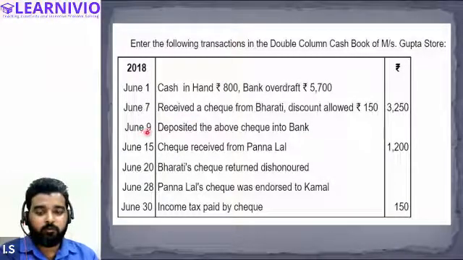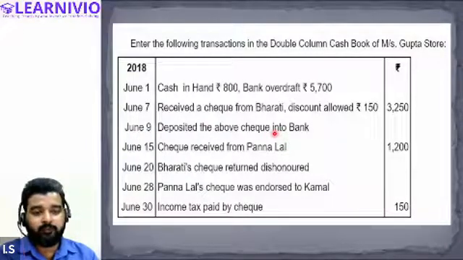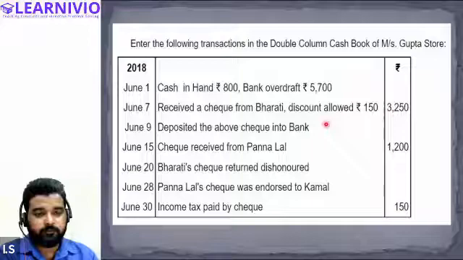And what is happening on the 9th June? We have finally deposited the check into the bank. So now on the 9th June, the bank will be debited by 3,250 rupees with the name of Bharti's account, right? To Bharti account.